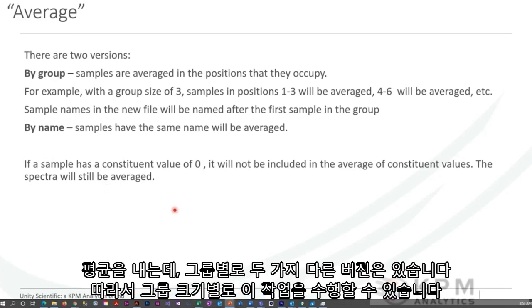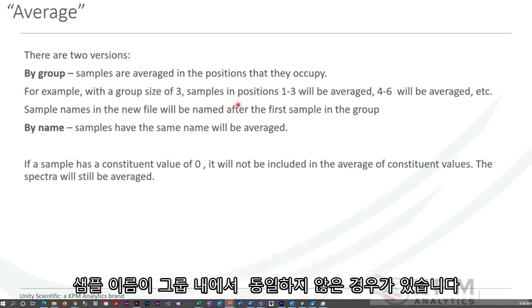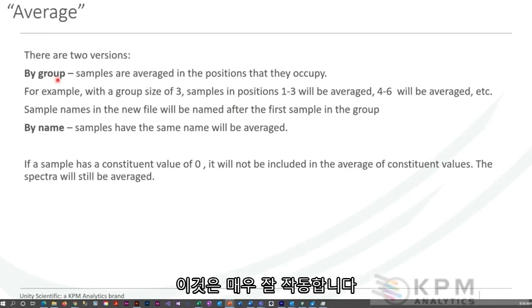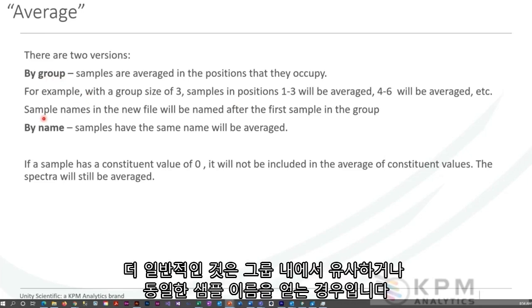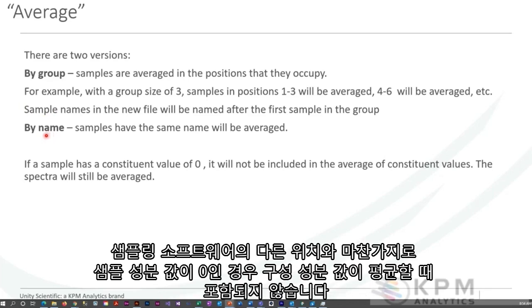So averaging, there are two different versions, one of which is by group. So you can do this by a group size. Be very careful with this and make sure that your samples are in order and in fact they are in the linear groups that you expect them to be. But in cases where your sample names are not the same within a group, this works very well. More common, I think, is where you've got the sample names that are similar or the same within a group. So you can average by group. I'm sorry, by sample name.